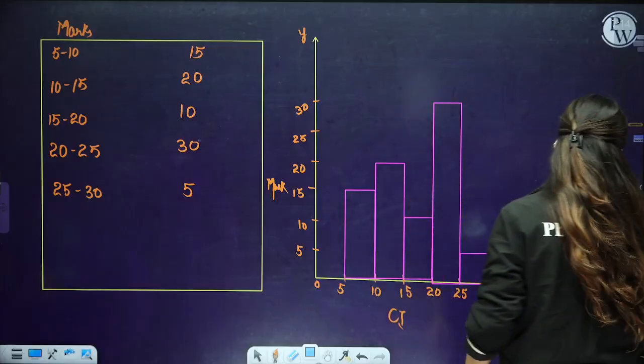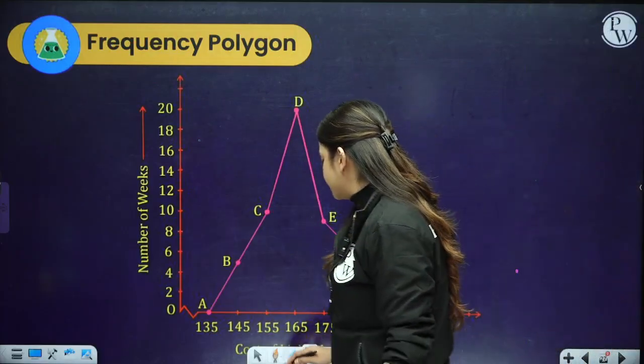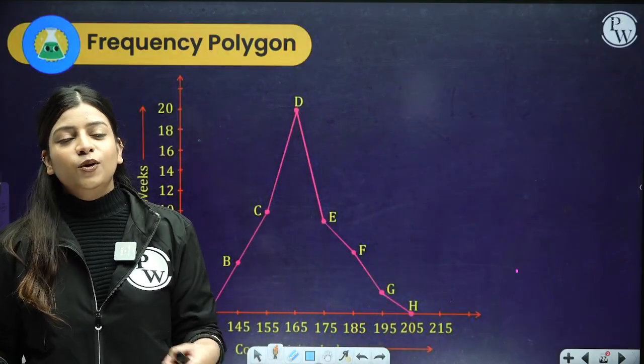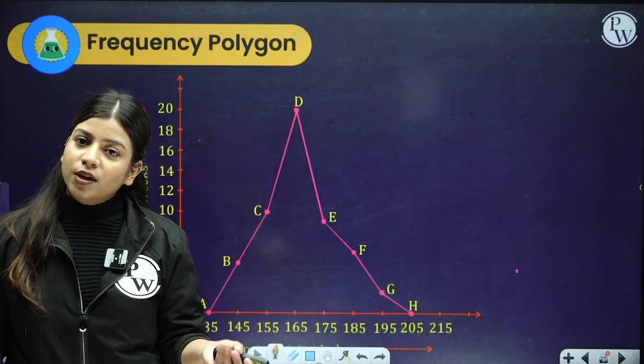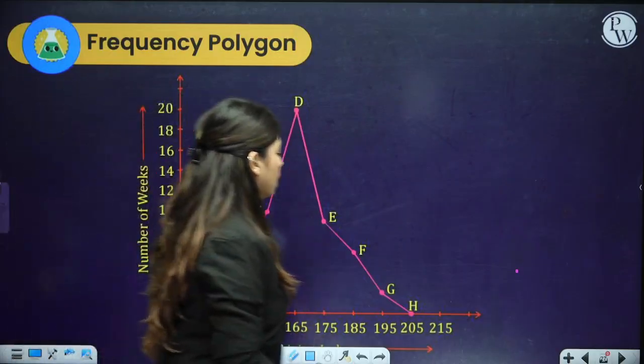Alright. The next thing that we have, students, is frequency polygon. Now what is a frequency polygon? It is also one way to express your data, right? To present two or more pieces of information in one single graph. To compare something, we use a frequency polygon. Now how do we use it?